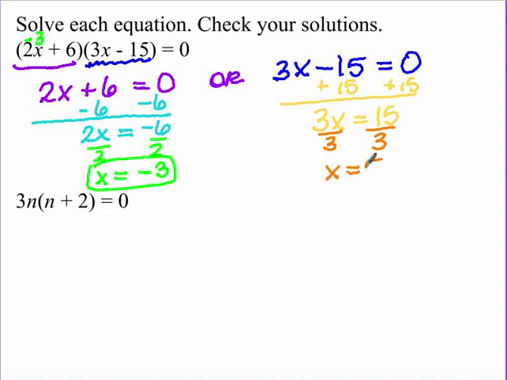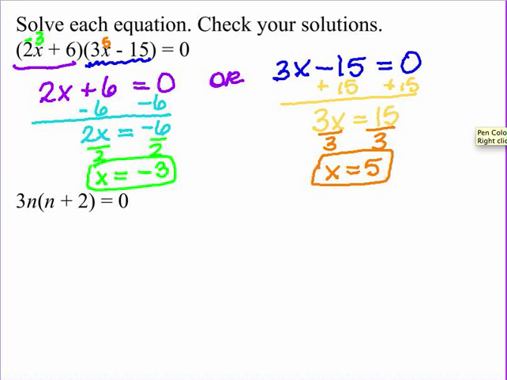So what do you get x to equal? 5. So real quick, I'm going to plug 5 in here. What's 3 times 5? 15. Does 15 minus 15 equal 0? Yes. So you're good. So those are two possibilities. That is how you would solve that system of equations. Okay, let's look at the next one down below.